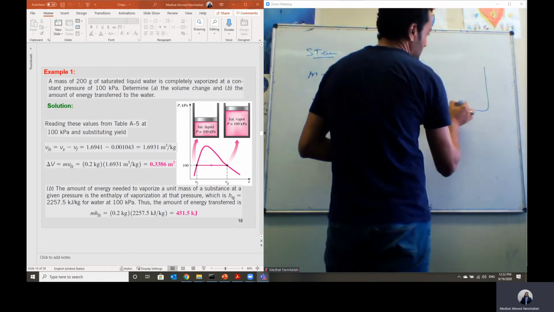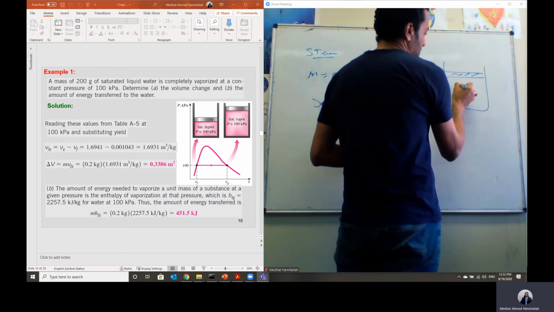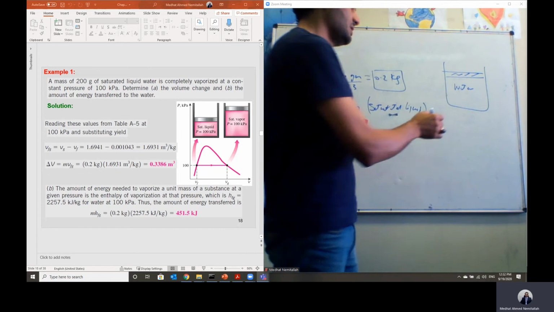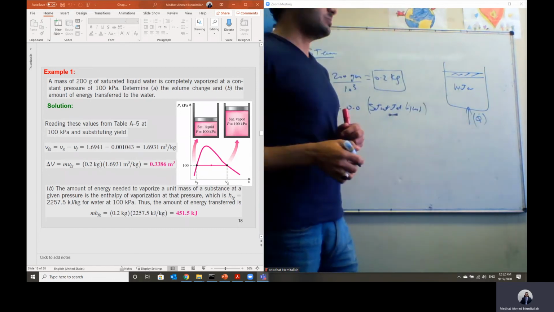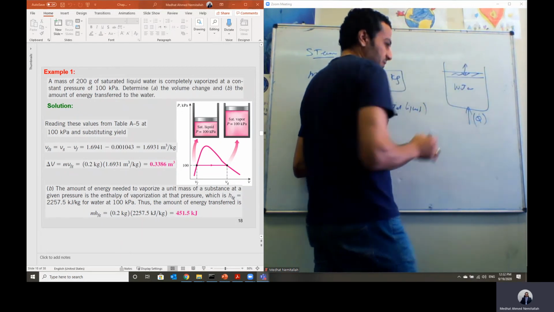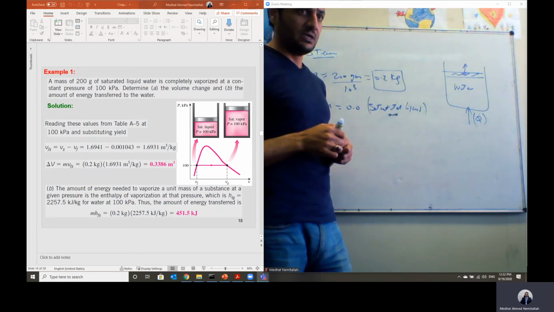He said this water has been completely vaporized under constant pressure. So let's say this is water under saturated liquid condition, and we have just added heat here under constant pressure. Constant pressure means this piston is just free to move up or down depending on whether heat is added or rejected in this case.